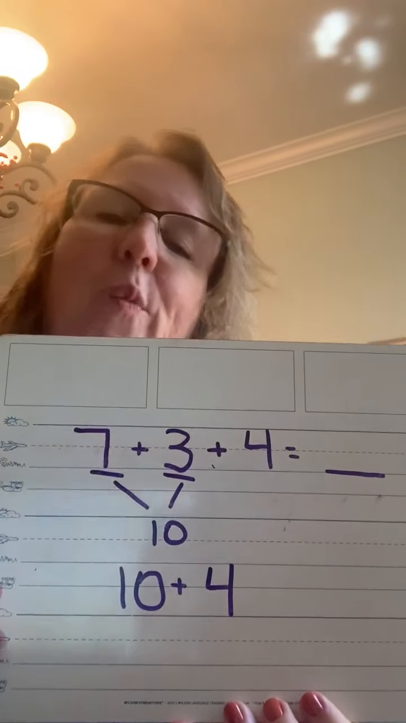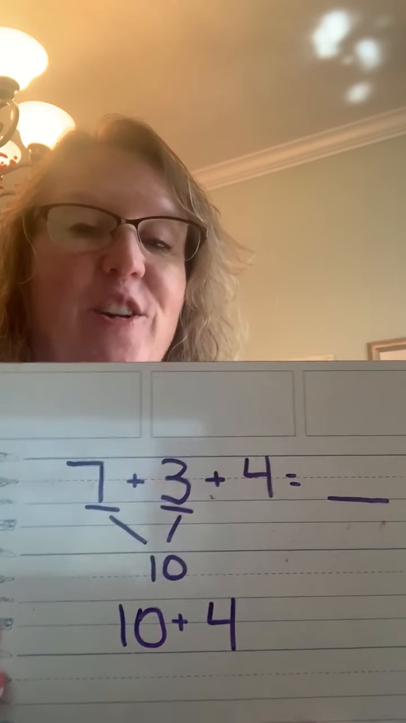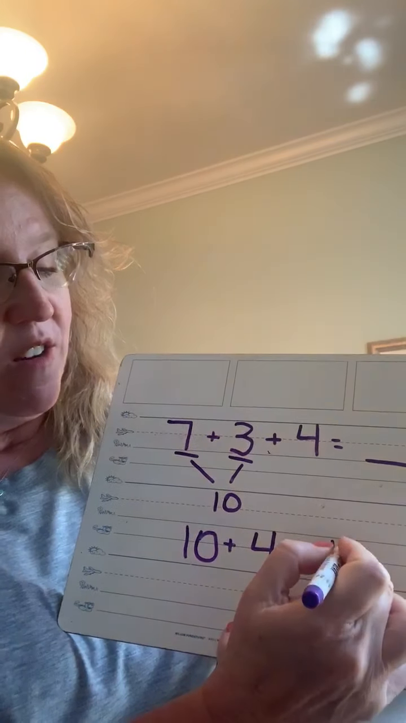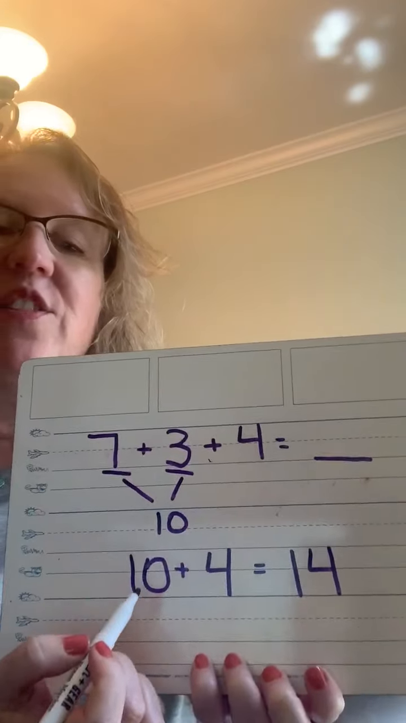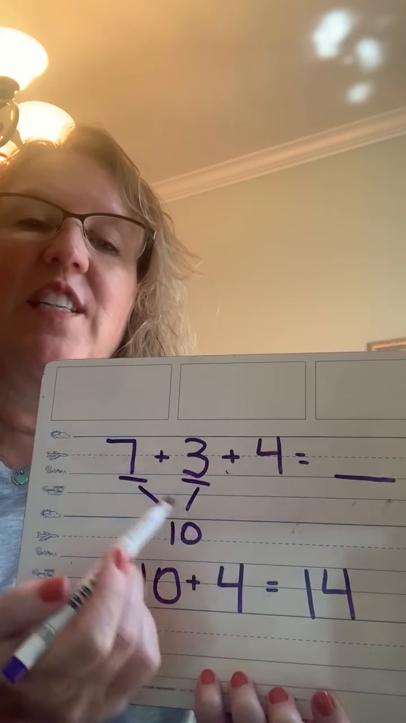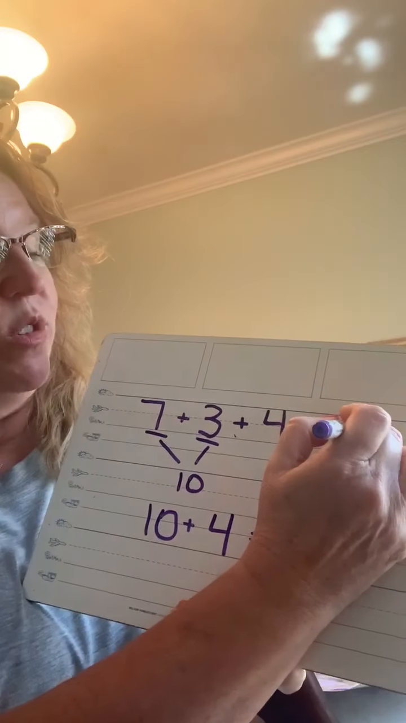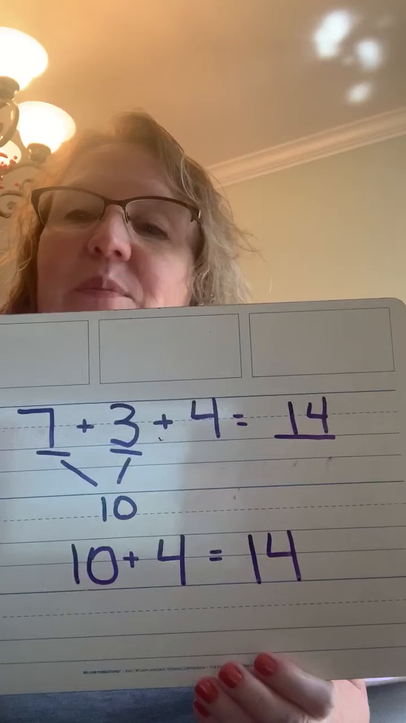And boys and girls, what is 10 plus 4? That's pretty easy. You know that one pretty quick, don't you? 10 plus 4 is 14. So if we did this correctly, 10 plus 4 is 14, then 7 plus 3 plus 4 equals 14. Are you filling this out in your workbook as I'm doing it?